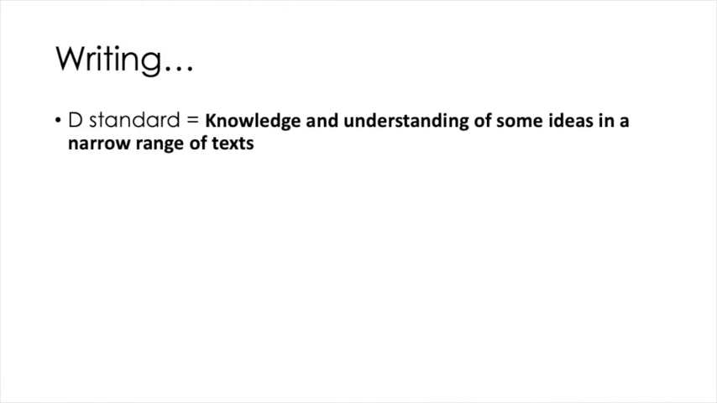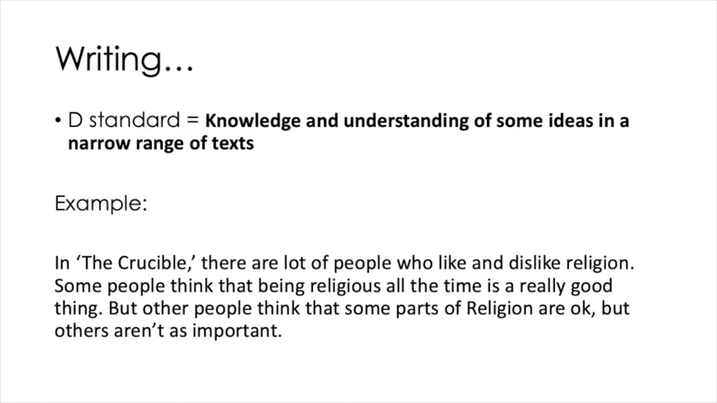The D standard, we see the language change in regards to the performance standard, knowledge and understanding of some ideas in a narrow range of texts. Let's look at an example. In The Crucible, there are a lot of people who like and dislike religion. Some people think that being religious all the time is really good. Other people think that some parts of religion are okay, but others aren't as important. We're seeing a knowledge and understanding of some ideas.